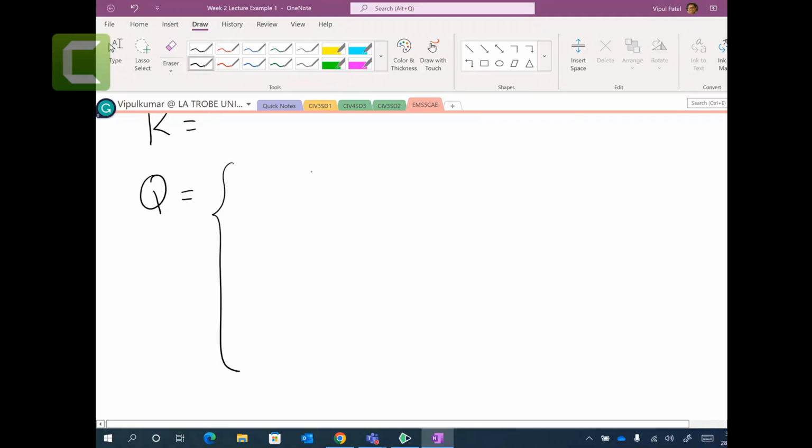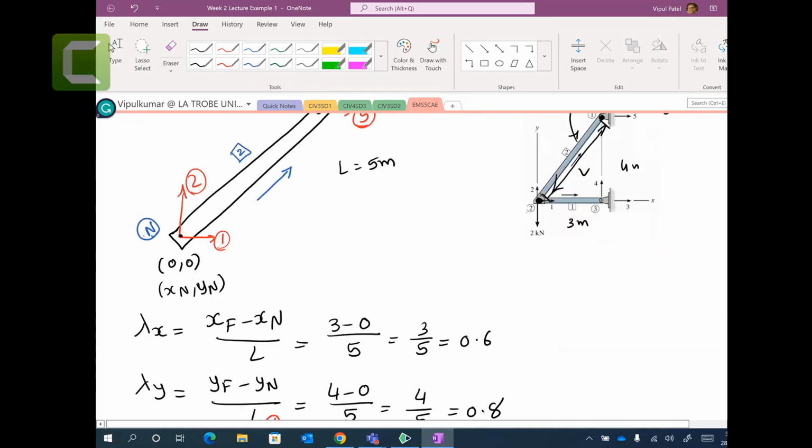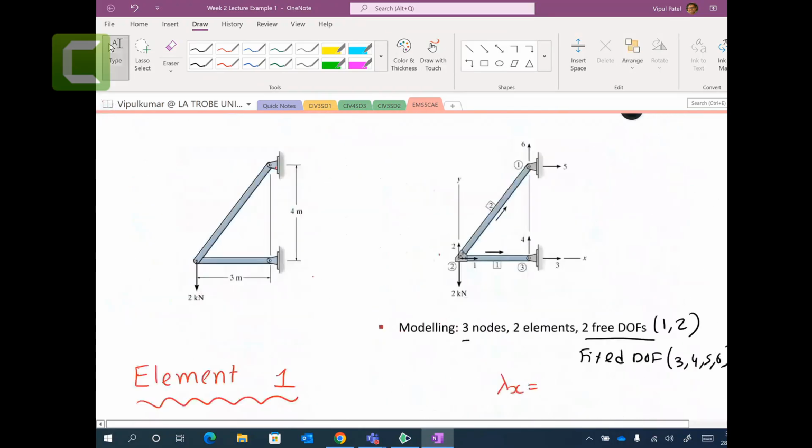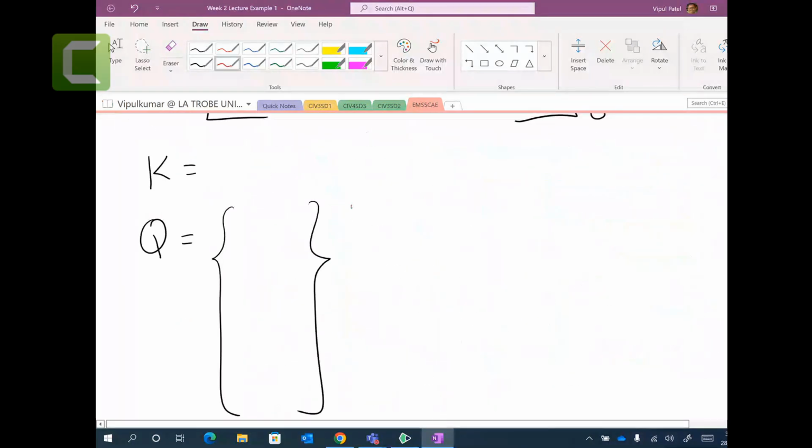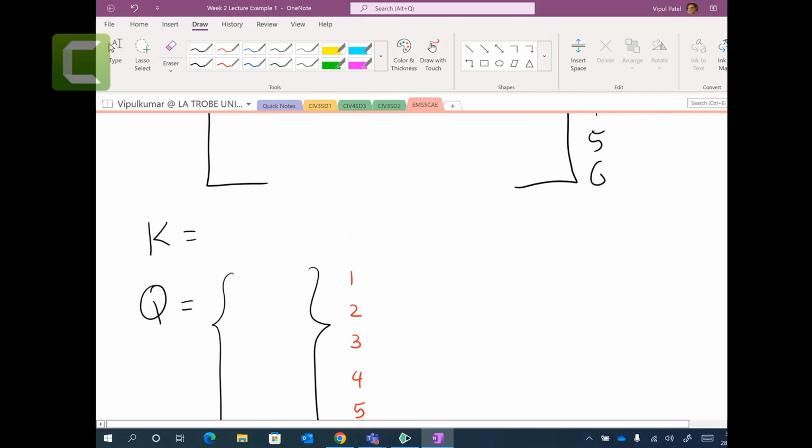So the Q matrix would have how many Qs? We have a total of how many degrees of freedom? You have 1, 2, 3, 4, 5, and 6. So we need a total of 6 rows. Let me write it down: 1, 2, 3, 4, 5 and 6. I'm just putting in those 6. Whatever the total degrees of freedom, that many. If you have 10, you put 1 to 10. If you have 15, you put 1 to 15. If you have 6, you put 1 to 6. I hope it makes sense to put the red numbers.